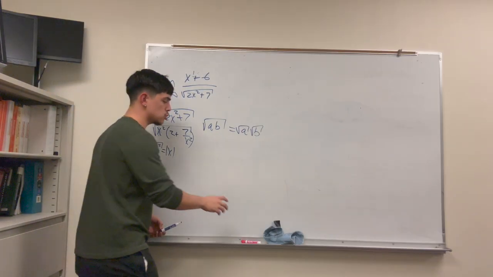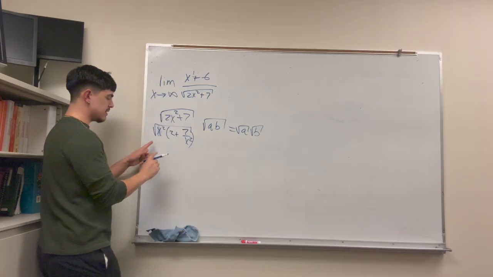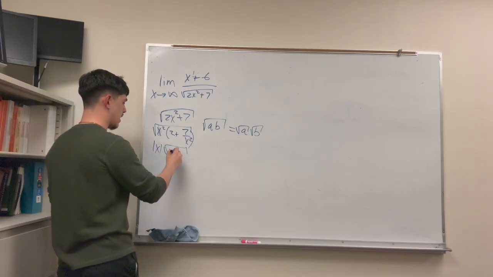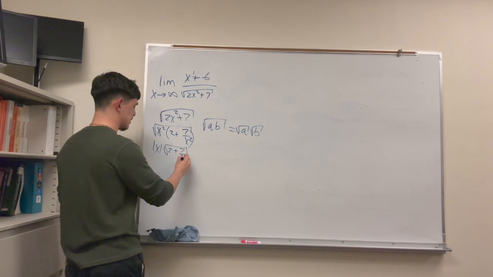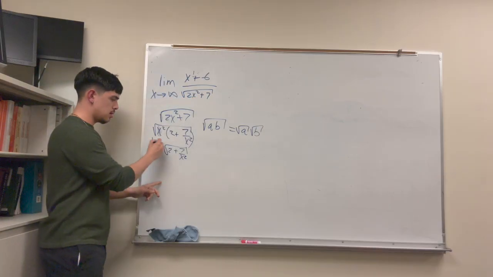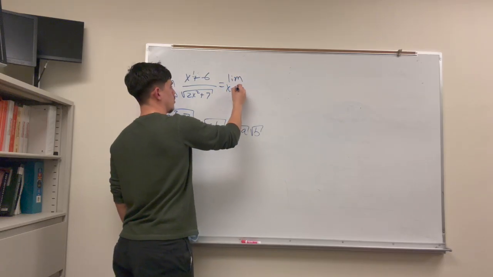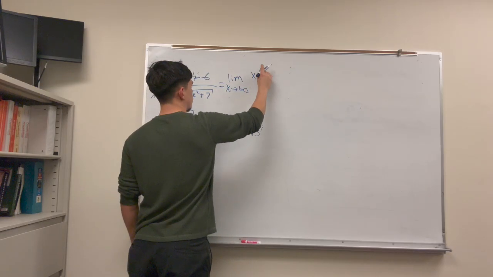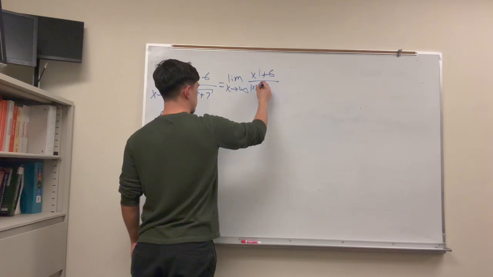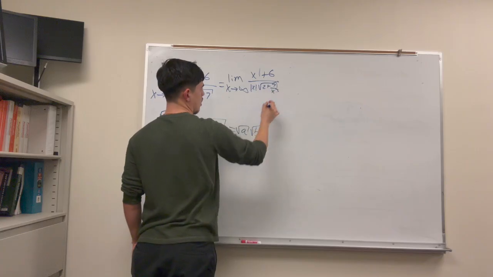So we can go ahead, that's not super important. Most teachers won't really care about that. It's not super important, but this can just be written as absolute value of x. And over here, we still have 2 plus 7 over x squared. So now we go ahead and rewrite this denominator as this. So limit as x approaches infinity of x plus 6 over absolute value of x times the square root of 2 plus 7 over x squared.